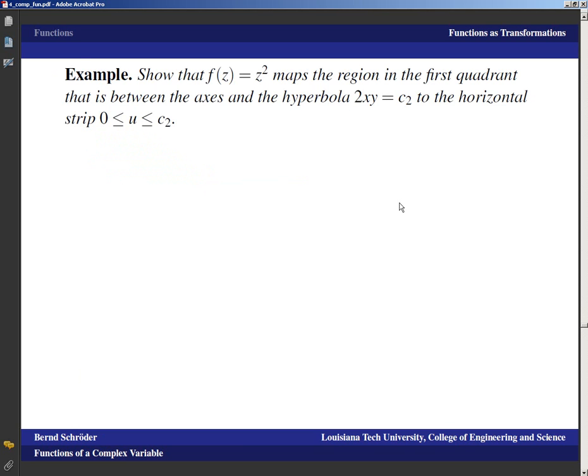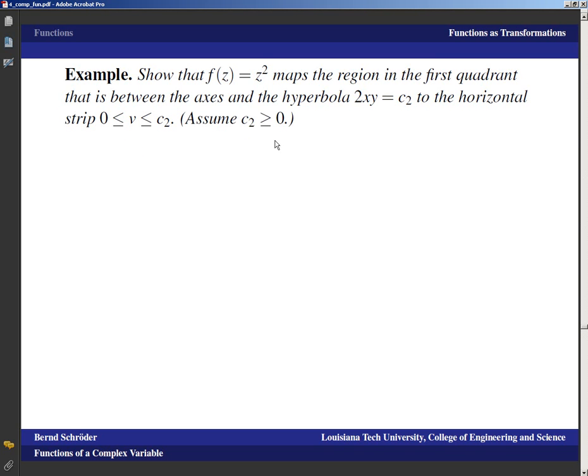Okay, another example. Let's take a look at z squared again and show that it maps the region in the first quadrant that is between the axis and that hyperbola that we've talked about, 2xy equals c2, where c2 is supposed to be greater than 0, to the horizontal strip 0 smaller or equal v. That should be a v here. Okay, we're back. Getting more and more proud of myself that I know how to use the pause button. Okay, that's a v now here.